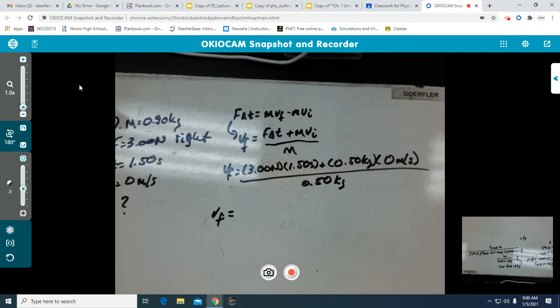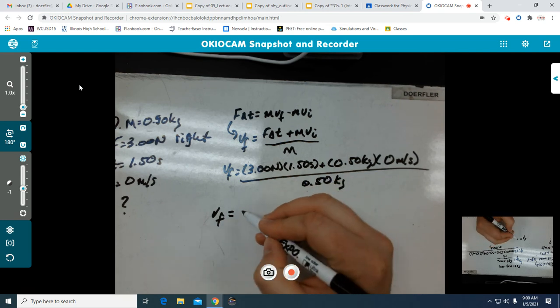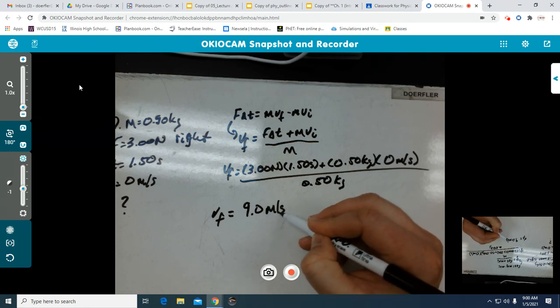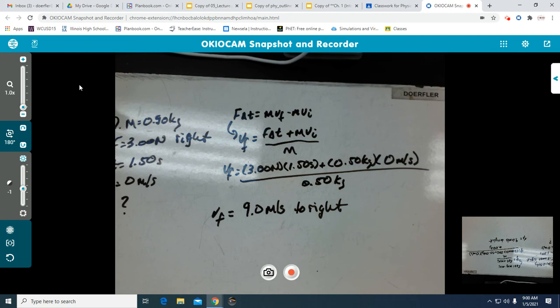So once you've got those put in there, you can pause the video, calculate yourself. But when you restart the video, you're going to find that when you calculate, you're going to get 9.0 meters per second to the right. Again, we're talking velocity, so we've got to have direction when we solve for those. So there you have it. That kind of wraps up all the different types of examples that we're going to do.